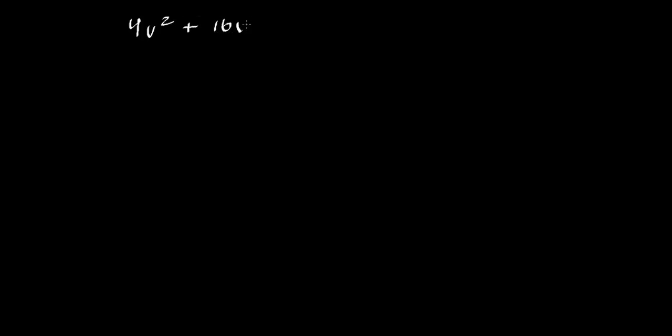4v squared plus 16v minus 65. Okay, so how would you complete the square for this one? Well, we're going to follow the same steps. Move this 65 on this side. So we get 4v squared, oh, I'm using v for just a change of notation. But it's the same thing as x or whatever variable you want. 16v. And we're going to leave the space. It'll be 65. Okay? Alright.